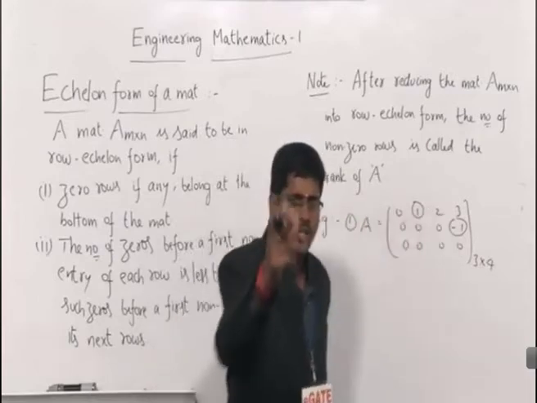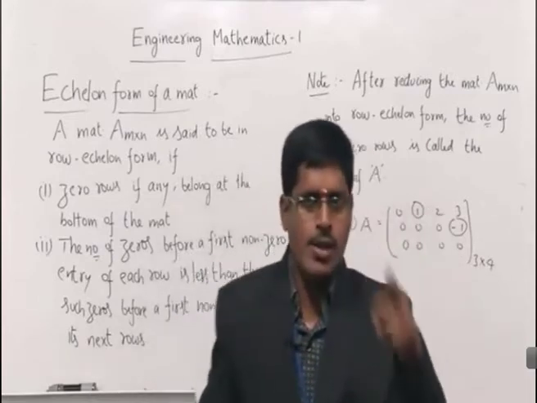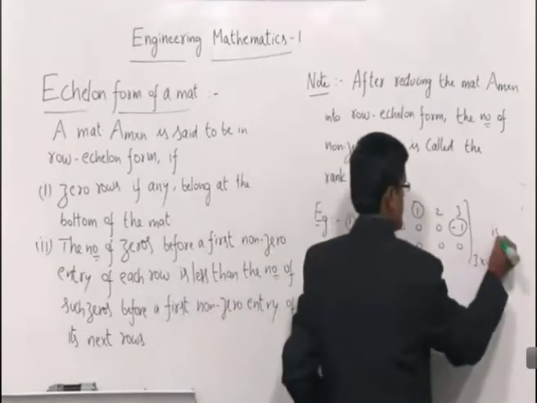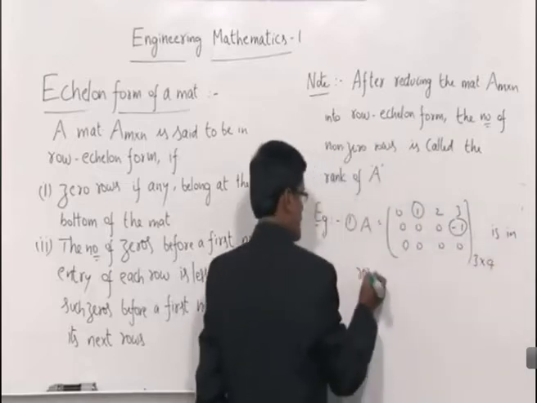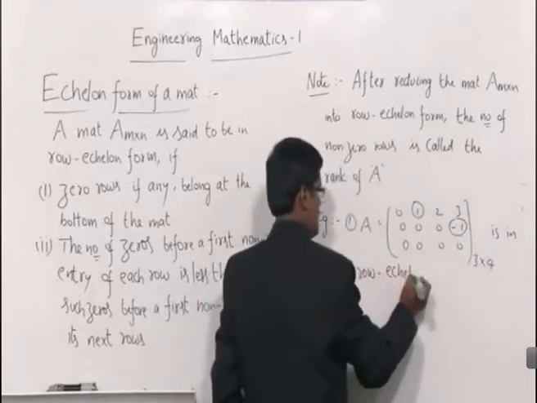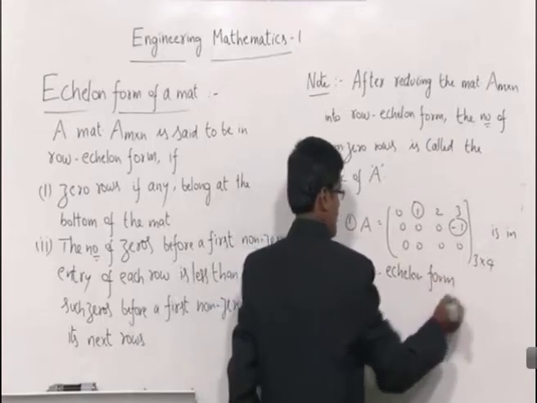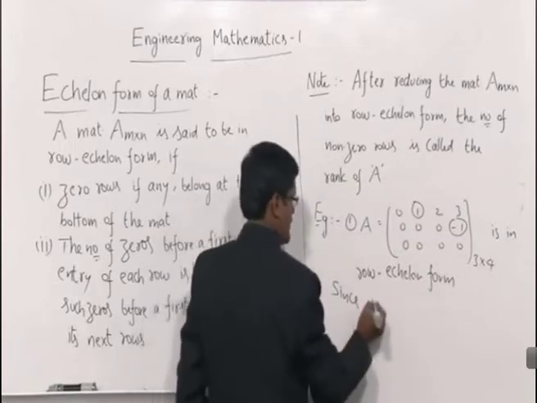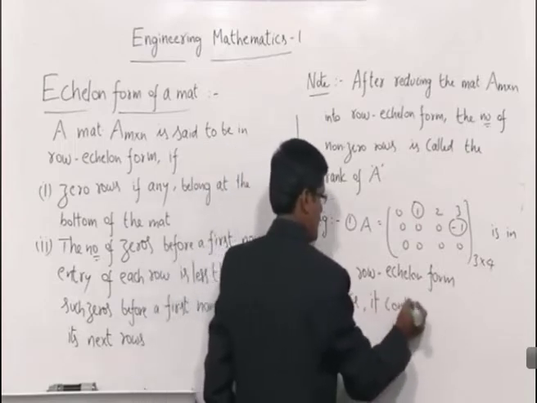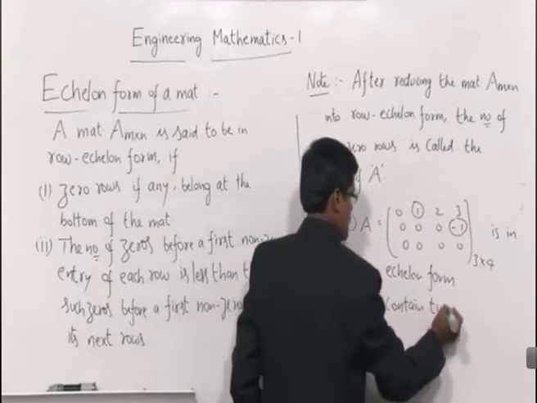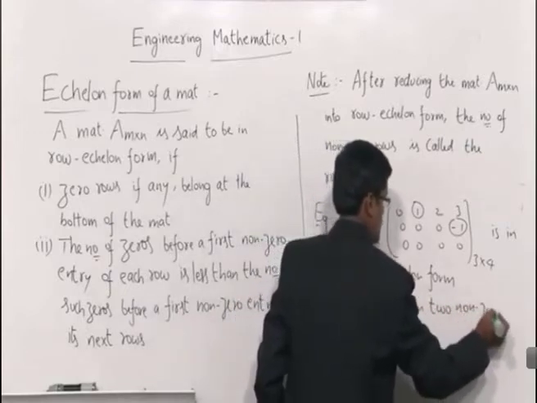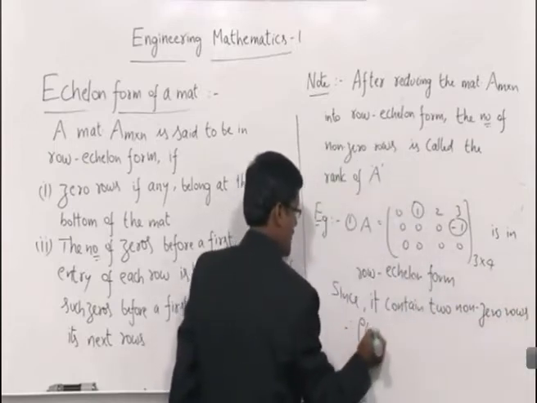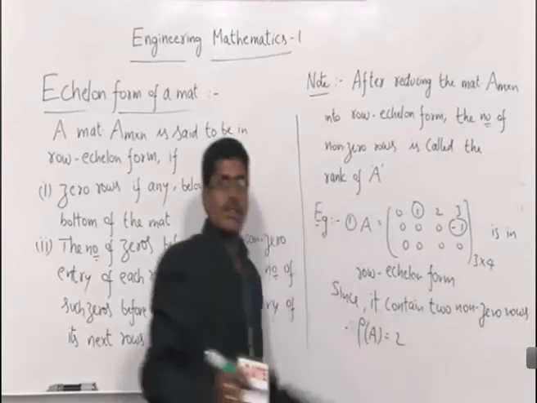Okay, here how many non-zero rows? What is a non-zero row? At least one element in the row is not equal to 0. That row is called a non-zero row. So here this is in row echelon form, since it contains two non-zero rows. Therefore, rank A is equal to 2.